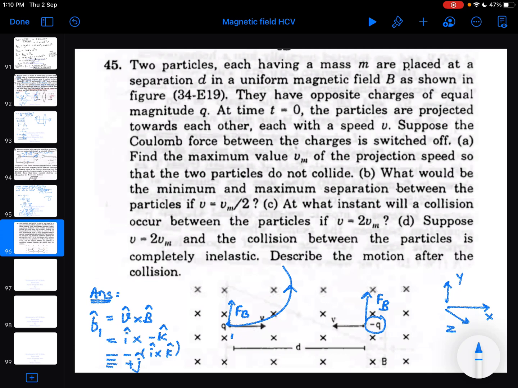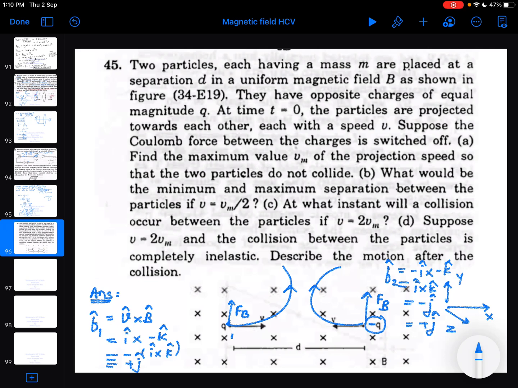So the direction of the force on the second particle will be: direction of velocity, which is minus i cap, and direction of magnetic field, which is minus k cap. Minus minus becomes plus, so it will be i cross k. I cross k is minus j, but the particle is negative, so it will experience a force in the opposite direction, because if this was a positive particle, the force would be downward. As the particle is negative, the force will be upward, plus j cap. So this particle will also move in a circle of this radius.